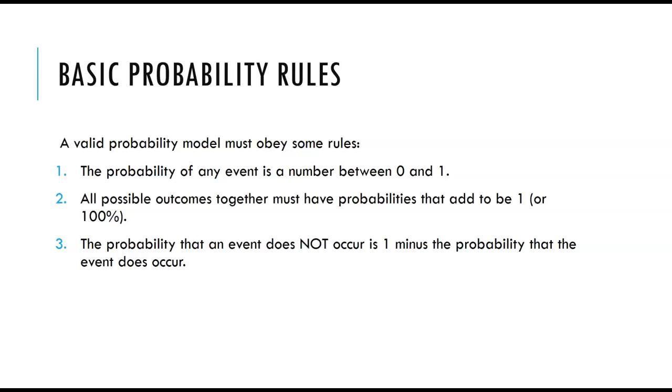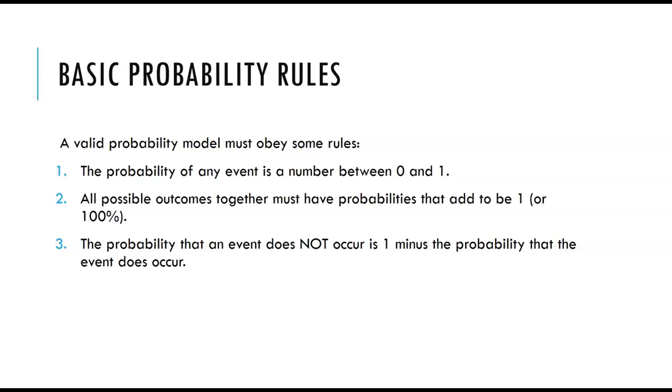So let's talk about some basic probability rules that we know so far, and let's add one. We learned last time that the probability of any event is a number between 0 and 1. All possible outcomes together must have probabilities that add to be 1 or 100%. If it doesn't have that, it's not a valid probability model.